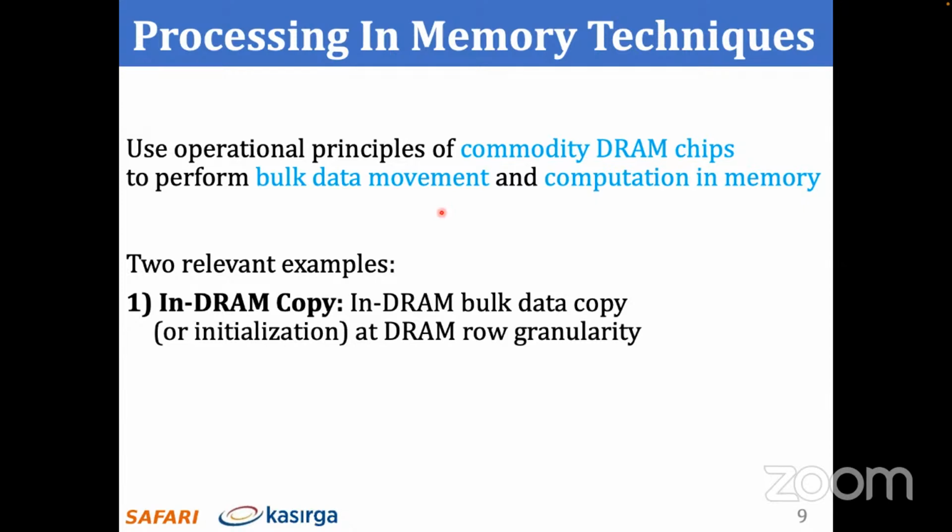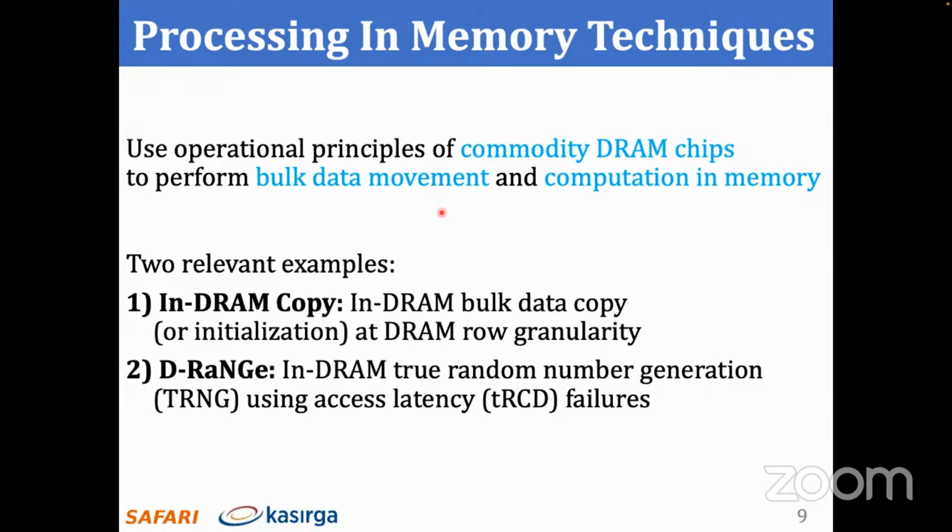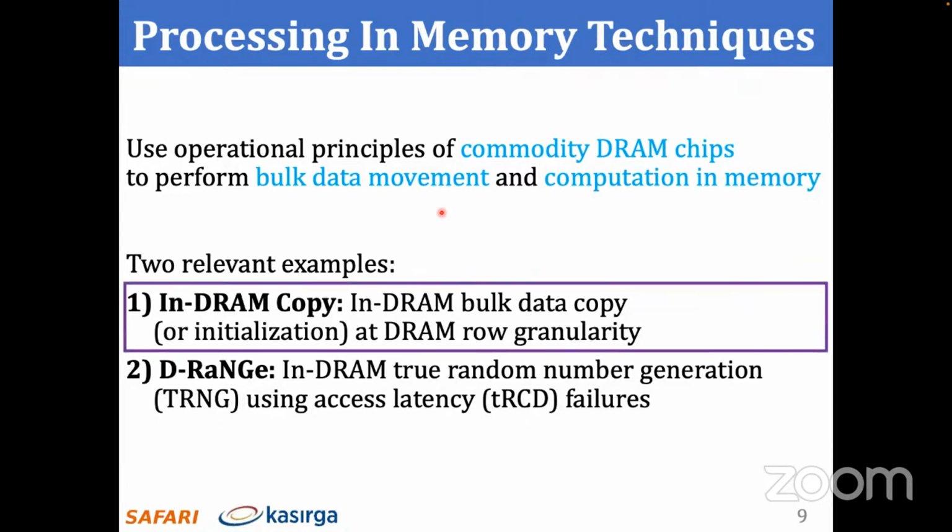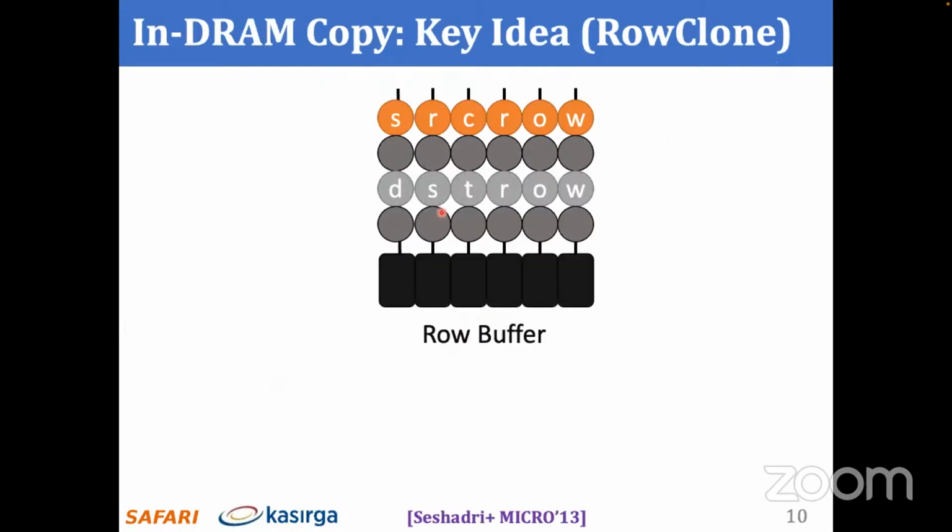The first one is the in-DRAM copy operations. We can copy data at row granularity from one row to another in DRAM by using these operations. And the second example is DRange, which is an in-DRAM true random number generation technique by using access latency failures. I'll talk about the first one in more detail.